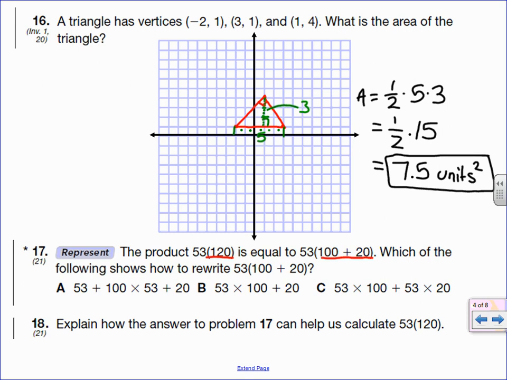Now this is talking about the distributive property, which says you take the number on the outside and you multiply it by each of the numbers on the inside, and you keep the sign the same in between. So I have 53 times 100 plus 53 times 20. So it looks like C is the correct answer.